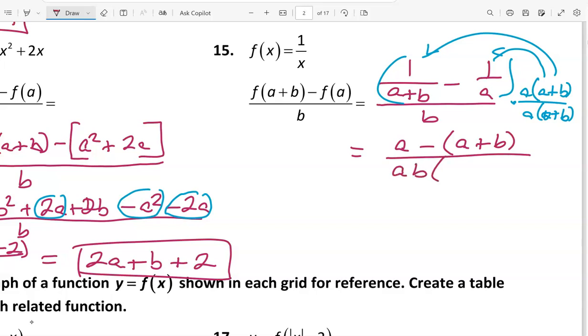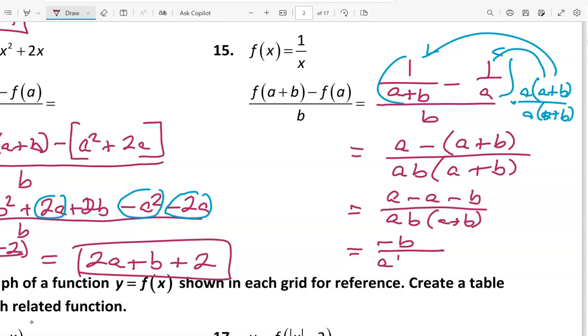In the denominator, we have a times b times a plus b, and as tempting as it may be to cancel common factors, a plus b is not really a factor of the numerator since it follows a minus sign. So we're going to simplify a minus, rather a minus b divided by ab times a plus b, and then our numerator simplifies to just negative b, and then we can cancel common factors of b, and that will leave us with negative 1 over a times a plus b.